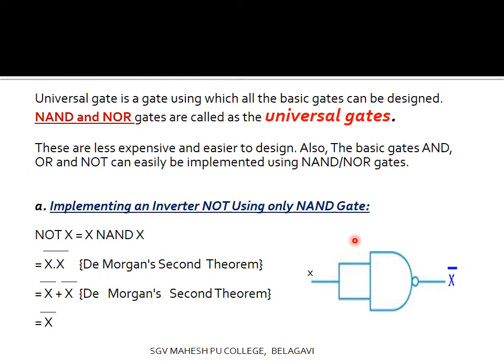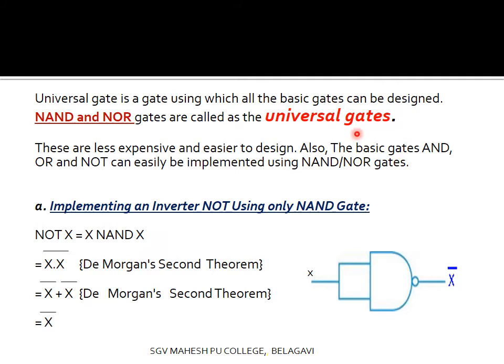Now one of the important techniques which we use for designing circuits is universal gates. What's a universal gate? A universal gate is a gate where all the basic gates can be designed using NAND and NOR gates. This concept is called universal gates.